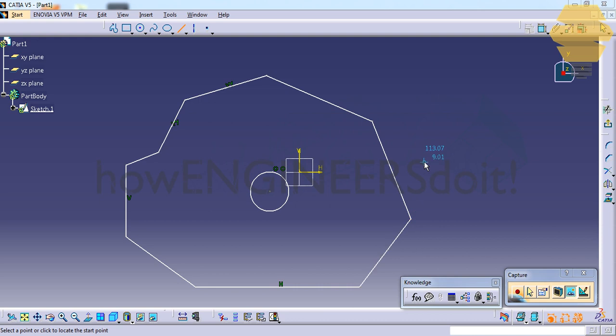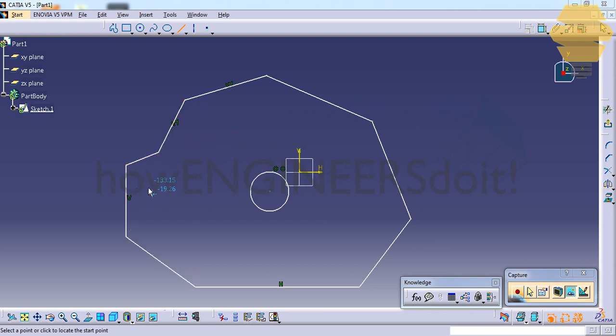Hello friends, this is Mohammed Shakil here from How Engineers Do It, and in this video we will see a small tip in Catia. So in this exercise, what we have to do is connect lines from the midpoint of these edges to the center of the circle.